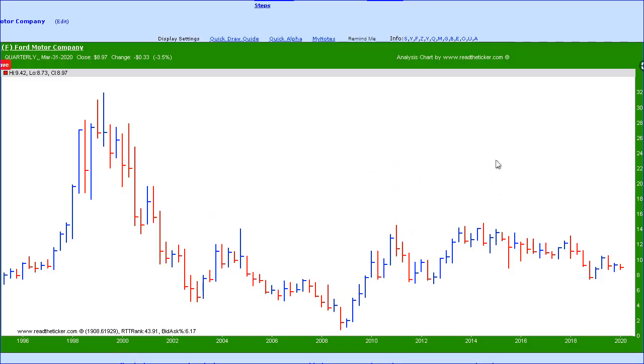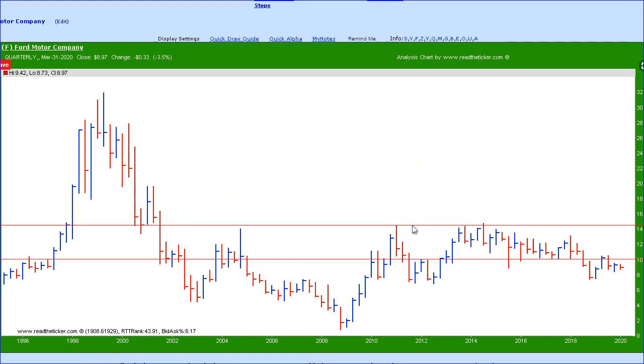Now here we have an interesting one. It's Ford. This is quarterly data. Let me draw that again. So Ford's been in a range for a while, and here we have our bear trap, or possible bear trap I should say. Right, busted down there, pretty boring, nothing's going on, some strength here.